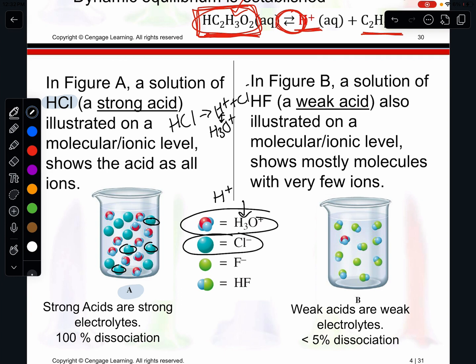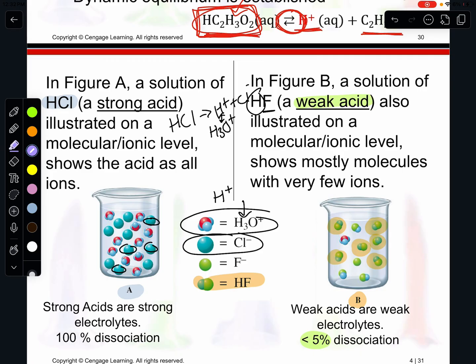And so let's compare this to the weak acid here. Again, anything that has an H in front of it that is not a strong acid that you memorize is considered a weak acid. And so this weak acid, when it breaks apart, as I told you, only less than 5% breaks apart. So when you look at the pictures in figure B, you can see that most of these are still HF molecules. They're not broken apart.